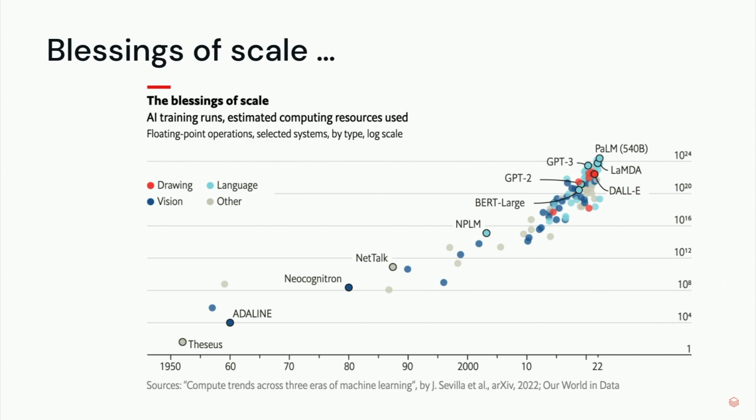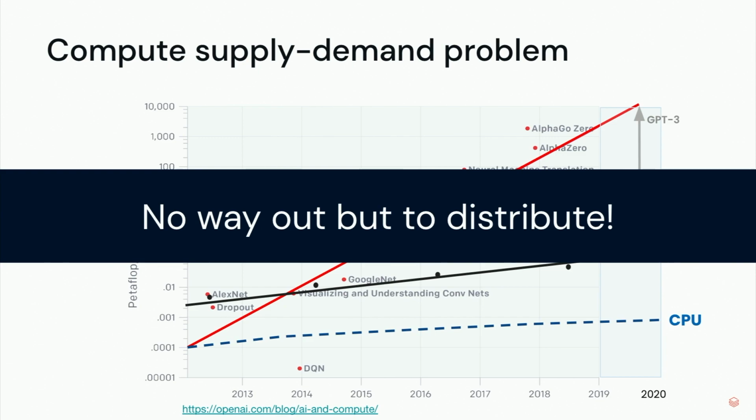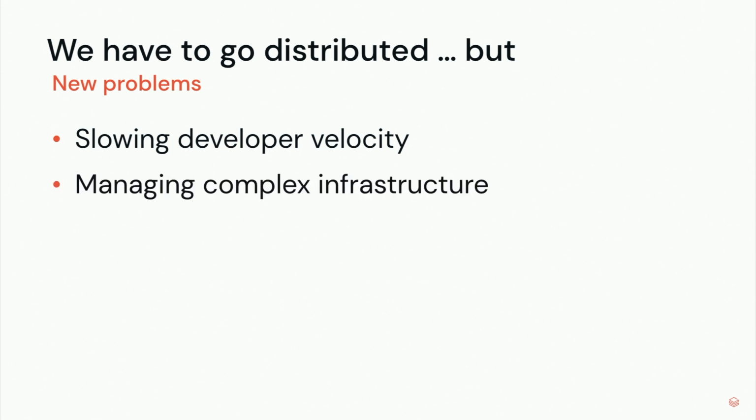But the blessings of scale is a two-edged sword. It also introduces what I call the compute supply-demand problem. While you can scale, you also have to worry about how you're going to satisfy that demand. Now, Moore's law is dead. Everybody knows that. So we have all these hardware accelerators that come out from NVIDIA and all these different hardware companies who give us the GPUs and the TPUs. Yet there is a big gap. The big gap is that we don't have enough compute power to train a model from scratch. Our opinion is that the only way you can do this is to scale out in a very distributed manner. You really have to scale out horizontally. But when you do that, you introduce another new set of problems. Now you have to worry that your developer velocity will decrease because you have to manage a complex infrastructure.